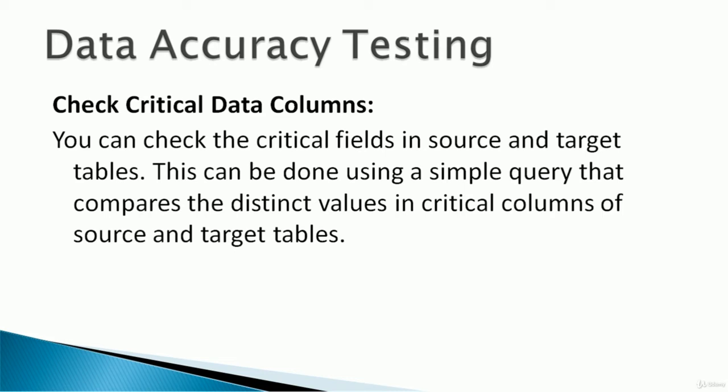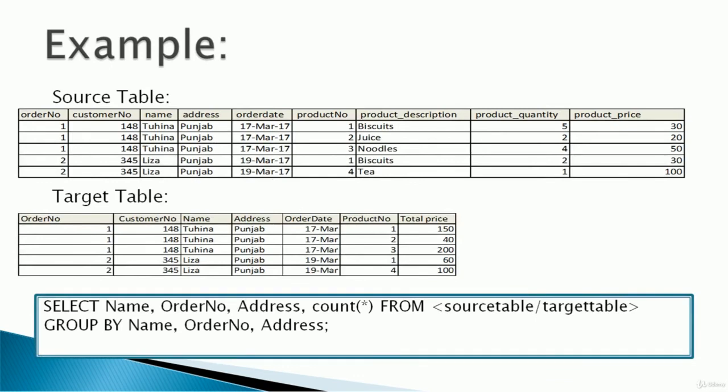For example, we have a source table where we have order number, customer number, the name of customer, address, order date, then the product number, product description, quantity and product price. This is the source table, and next we have the target table, wherein we have the order number, customer number, name, address, order date, product number, and total price. Total price is calculated by product quantity multiplied by product price.